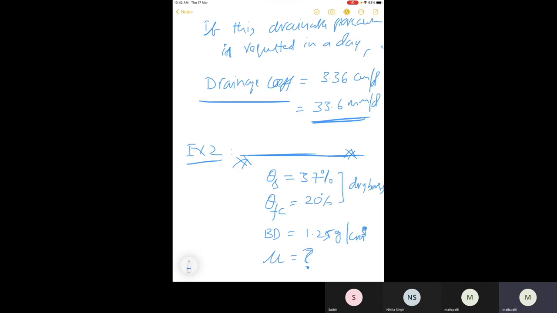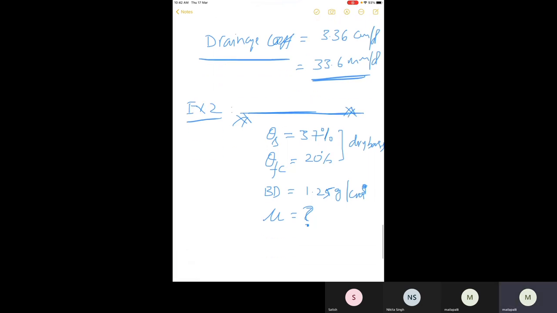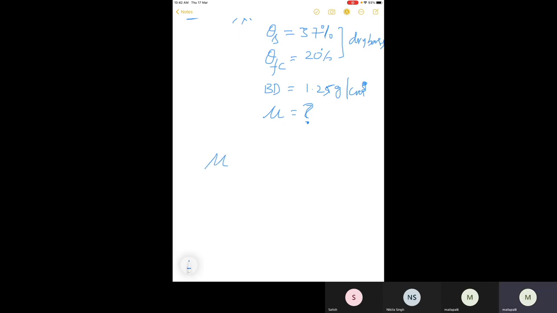So the soil has theta S of 37%, field capacity of 20%, and bulk density of 1.25 gram per centimeter cube. In that case, what is mu? In the earlier discussion, the drainable pore water is the result of the subtraction of theta S and theta FC. So the drainable porosity mu is the total porosity minus the soil moisture at field capacity.